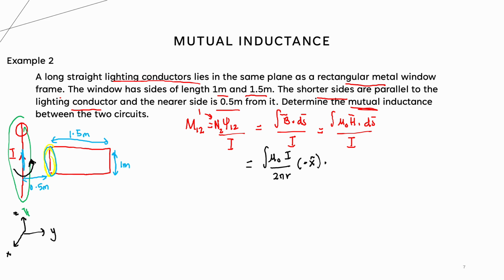Our dS is the dS coming from this particular window, right? So it's going to be dy dz. Since our H is in the negative x direction, to make it simpler, we take dS as the same negative x direction. If you take the positive x direction, you will then get your flux as negative. Positive or negative, it doesn't matter, both are also acceptable, divided by I.